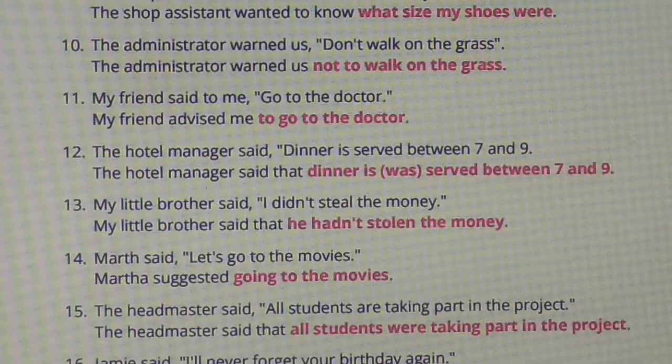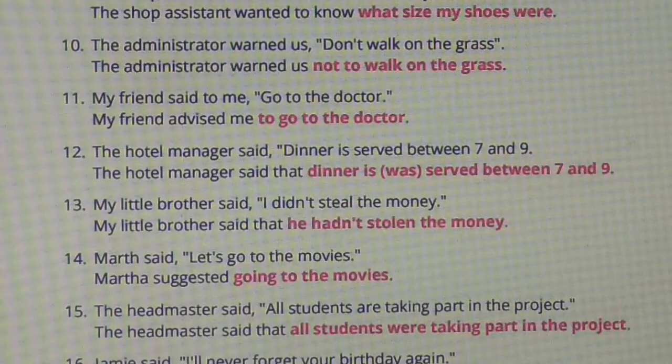My friend said to me, go to the doctor. Here, friend is advising. So my friend advised me to go to the doctor. The hotel manager said, dinner is served between 7 and 9. Is served changes into was served.